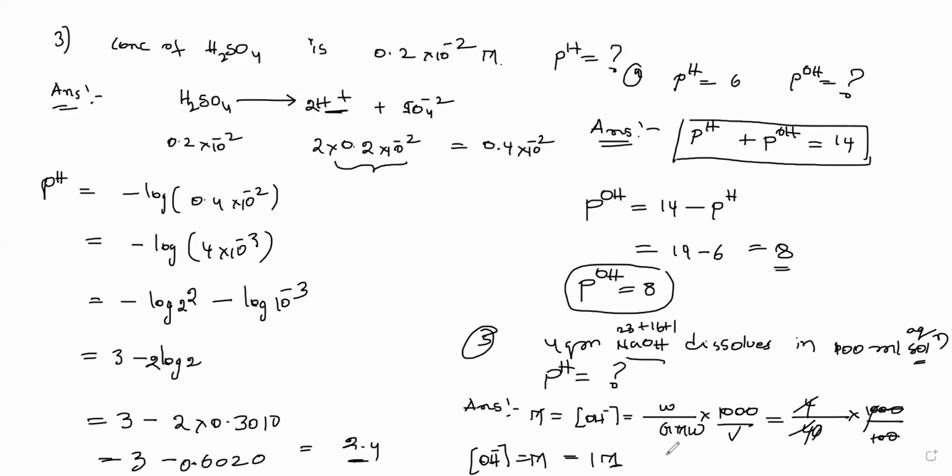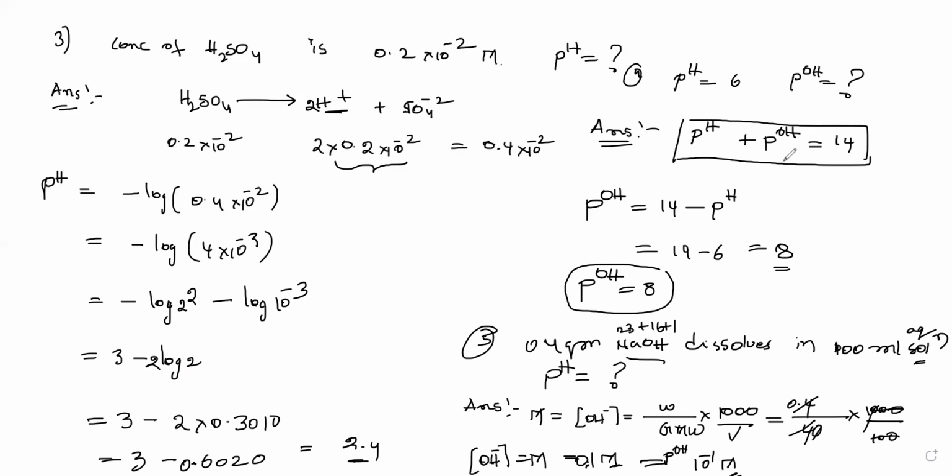Then calculate the pOH. Here we are making a small change in this case. Suppose I am taking 0.4 grams in this problem. Then we get 1 by 10, or we can take 0.1. So 0.1 means 10 to the power of minus 1. The concentration is 10 to the power of minus 1. Based on this, we can calculate.